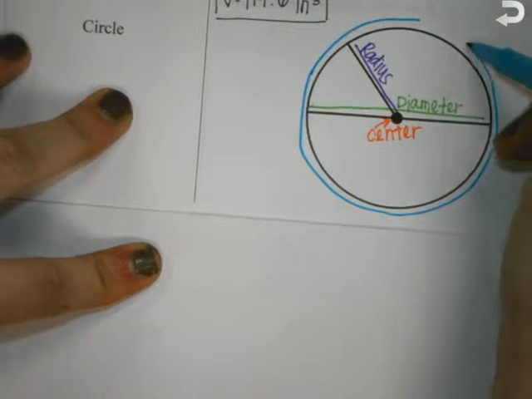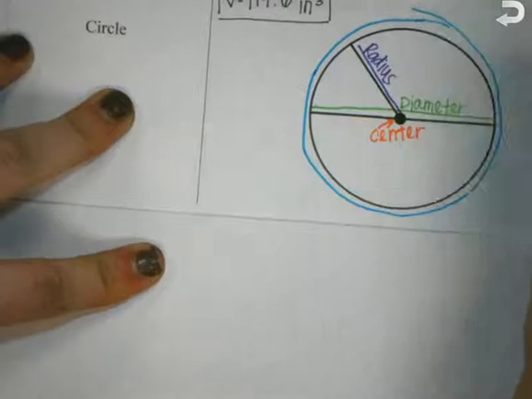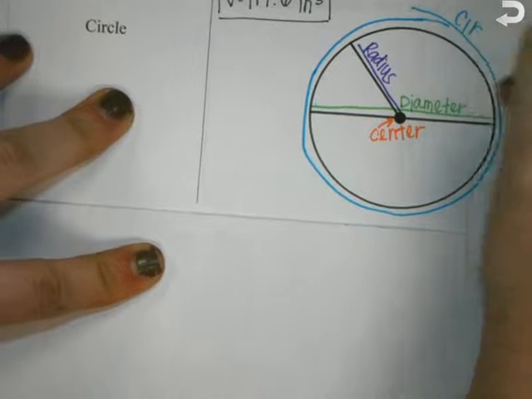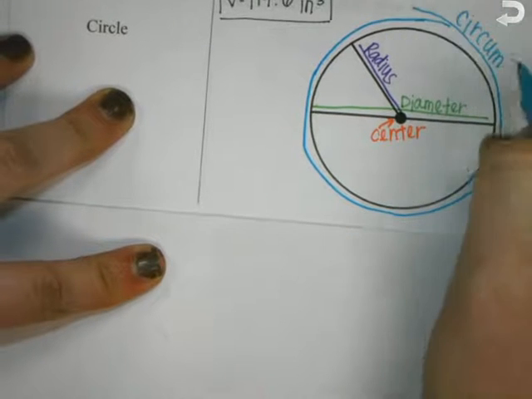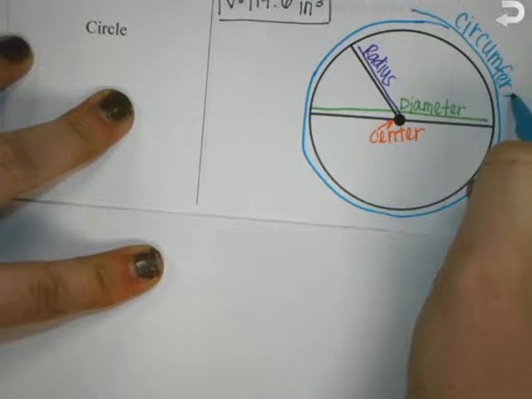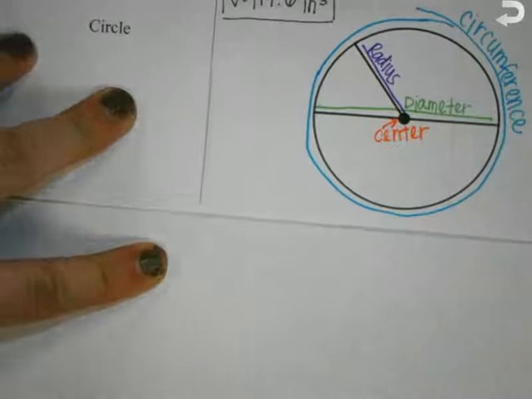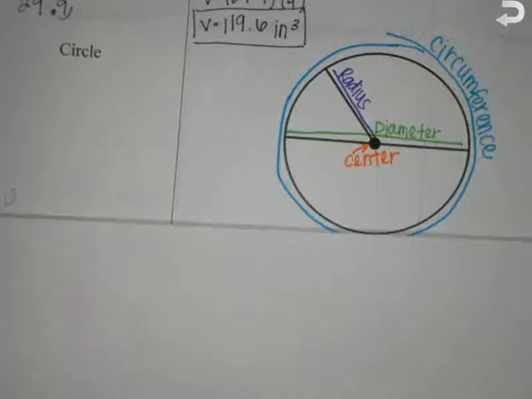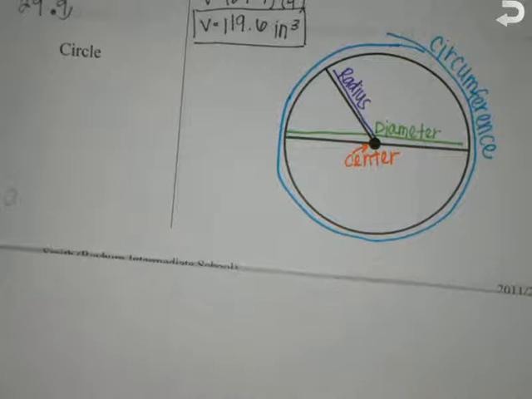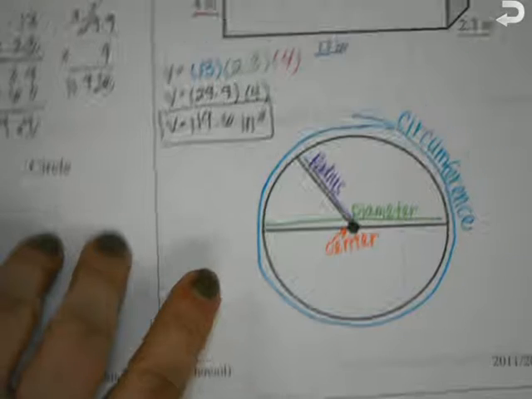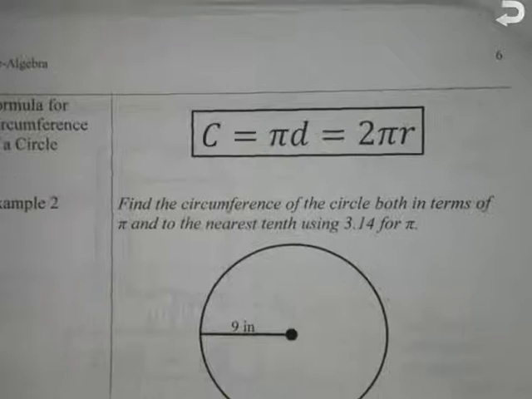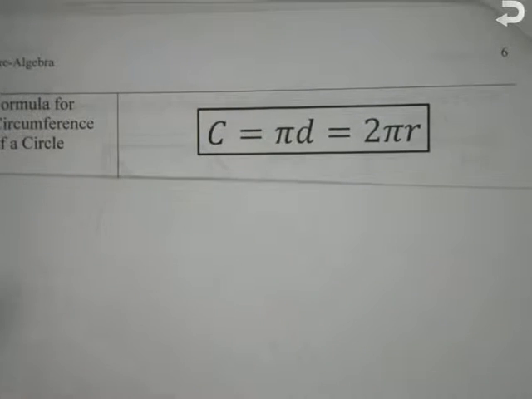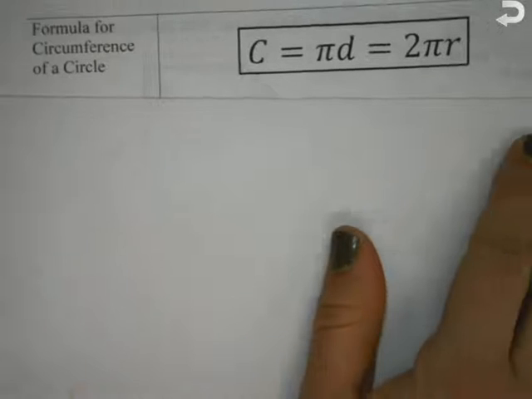Okay, that is the circumference. Mine was not. So, what we are going to do first is we want to find the circumference. Okay, so we do have a formula for this. The formula for finding the circumference is represented by the letter C. It's a capital C, not a lowercase c.